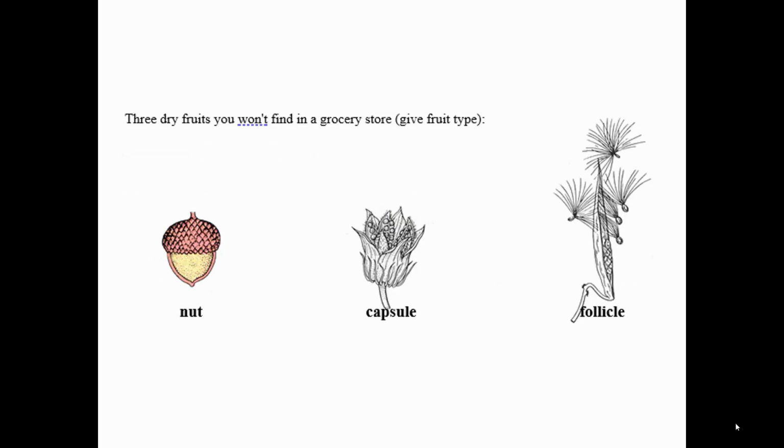A few other fruits, because this is a botany course, not a grocery course. An acorn is a nut, a single-seeded fruit with a hard, bony exocarp. Capsule is a dry fruit that splits open, typically along the lines of the carpels, but sometimes by pores or other ways. And the follicle comes from a single carpel, not necessarily a unicarpellate gynoecium, but one carpel of the gynoecium, and it splits open along one line.